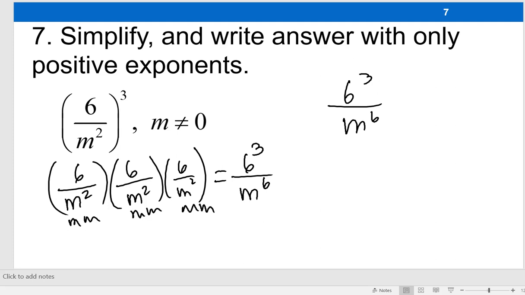Would not bother me if you made that, what is it, 6 to the third, I think it's 216. That would not bother me at this point. And on the previous one as well, it wouldn't bother me if you'd written that number out.